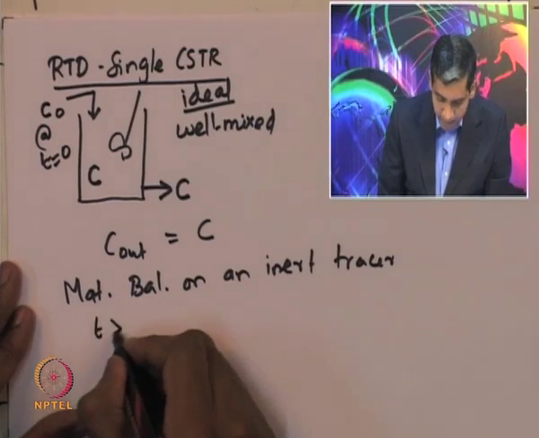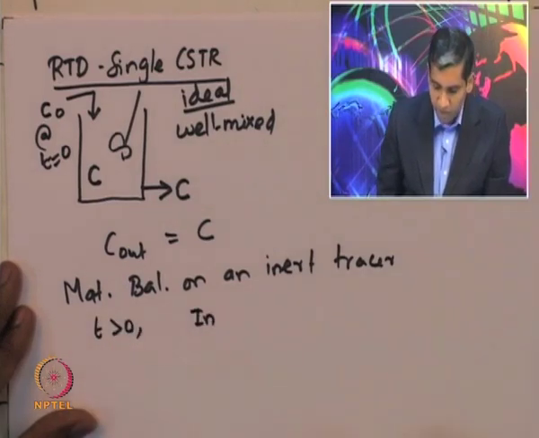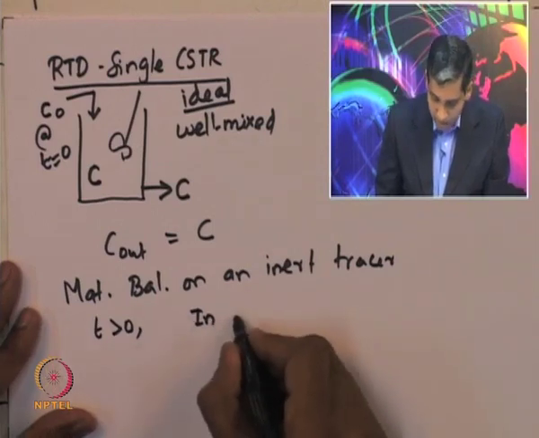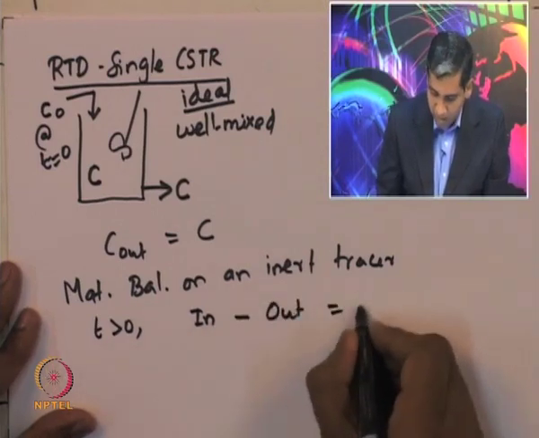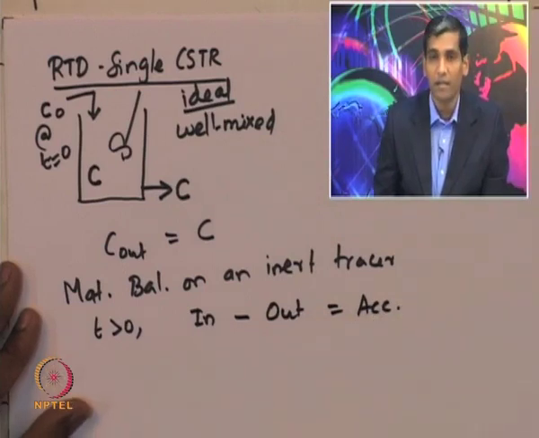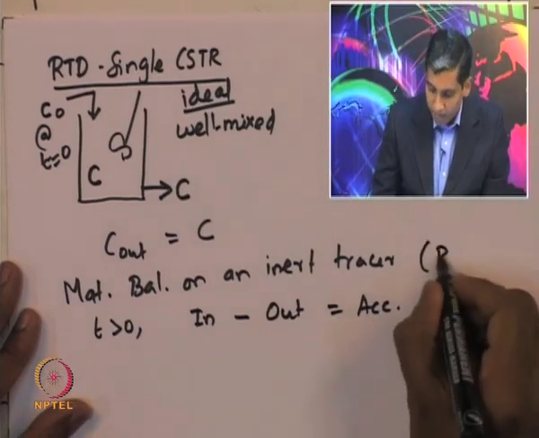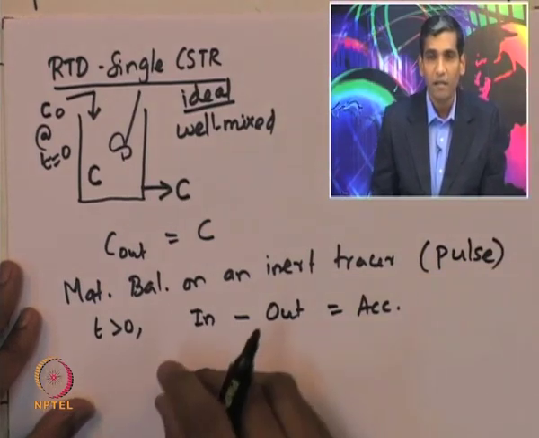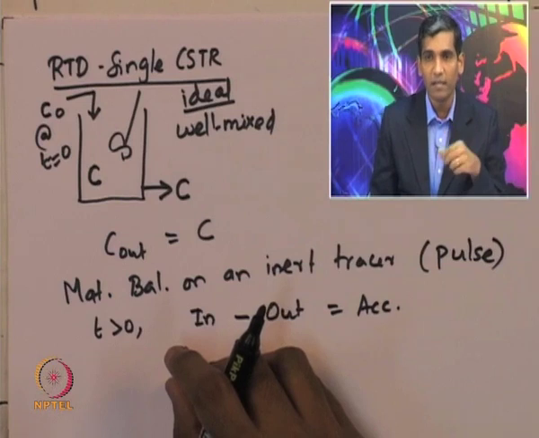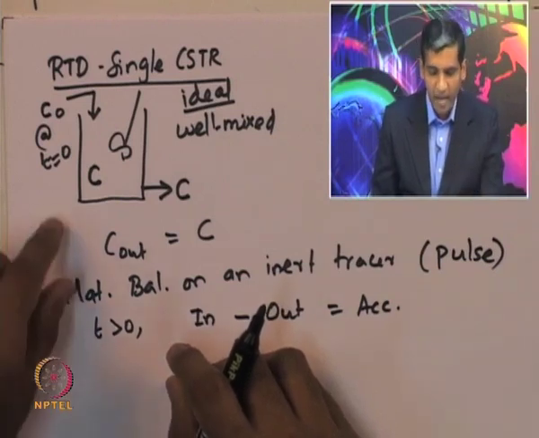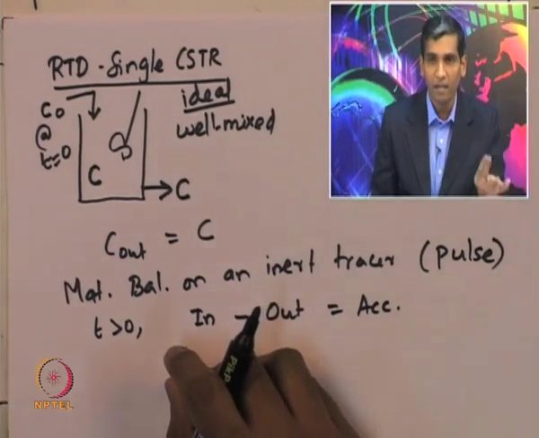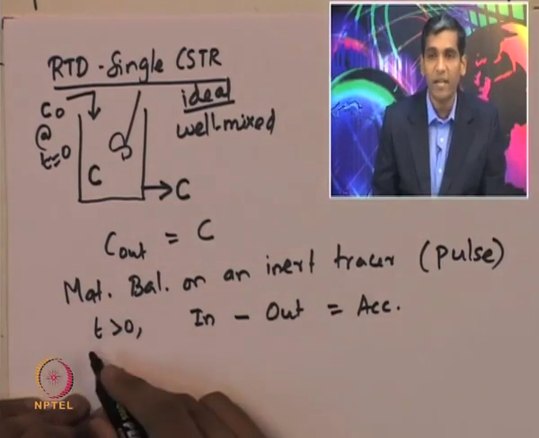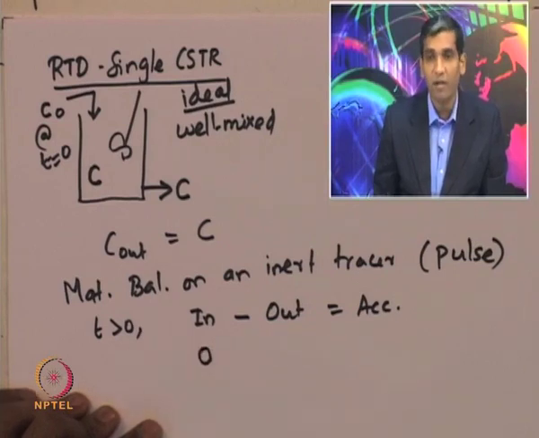So, for any time greater than 0, whatever tracer is entering the reactor, minus whatever is leaving, should be equal to the accumulation of the tracer inside the reactor. Now, if it is a pulse tracer, which means the tracer is fed into the CSTR exactly at t equal to 0, and nothing before and nothing after t equal to 0. Therefore, at any time greater than 0, no tracer is entering the reactor.